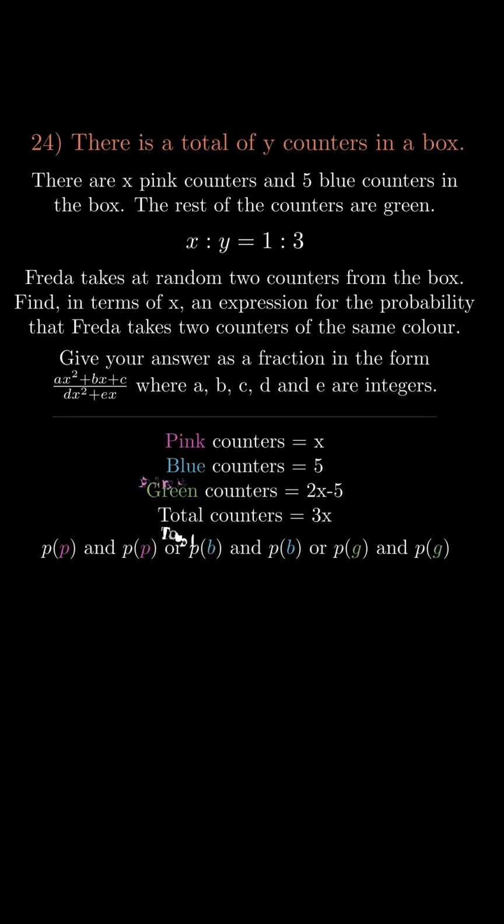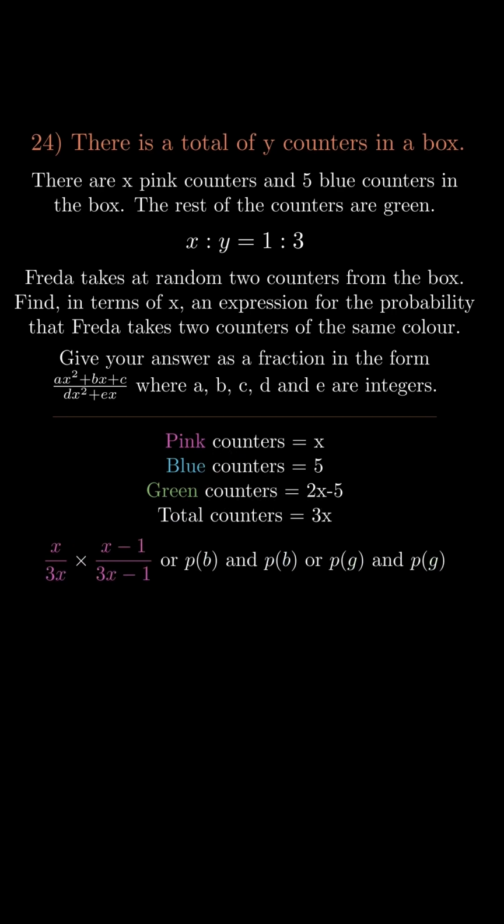The probability that she takes a pink is x over 3x, and that she takes a second pink is x minus 1 over 3x minus 1. So the probability that she takes 2 consecutive pinks is x over 3x times x minus 1 over 3x minus 1. Now, the probability that she takes blue is 5 over 3x, and that she takes a second blue is 5 minus 1 over 3x minus 1. So the probability that she takes 2 consecutive blues is 5 over 3x times 4 over 3x minus 1.